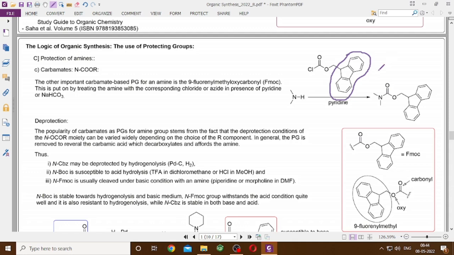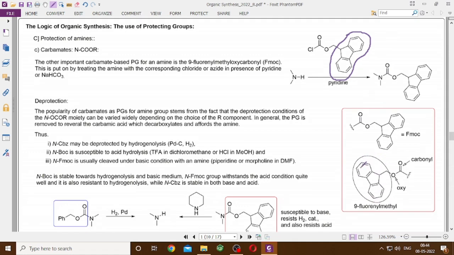So this group is fluorenyl. This is the 9 position, and you have a methyl followed by an oxy followed by a carbonyl. So you have this whole thing: 9-fluorenylmethyloxycarbonyl, FMOC. How do you put it on? The corresponding chloride reacts with the amine in the presence of a pyridine base to give you the FMOC-protected amine.